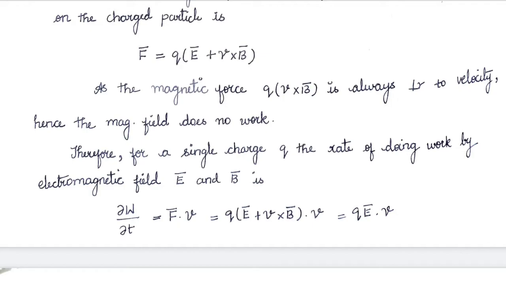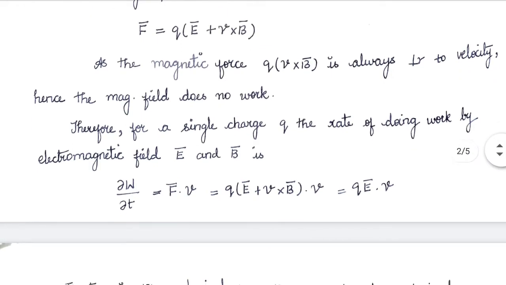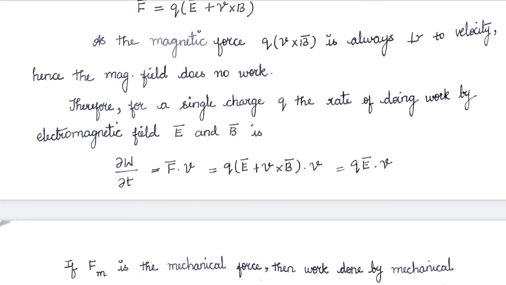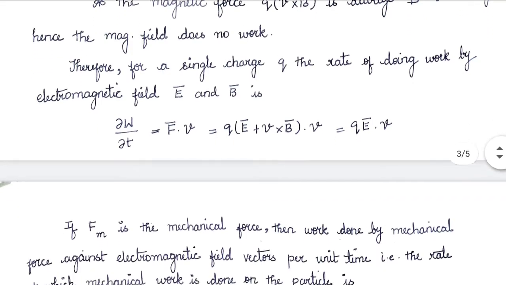For a single charge q, the rate of doing work by an electromagnetic field E and B vector is dou W by dou t. We know in general that work is force into displacement, so the rate of doing work, force into displacement by the time taken, which is velocity, is F dot V. We have F equal to Q times E plus V cross B, dotted with V. We have already said that the magnetic field does not do any work, so the work due to the magnetic field component goes to 0. Finally we get Q E vector dot V.